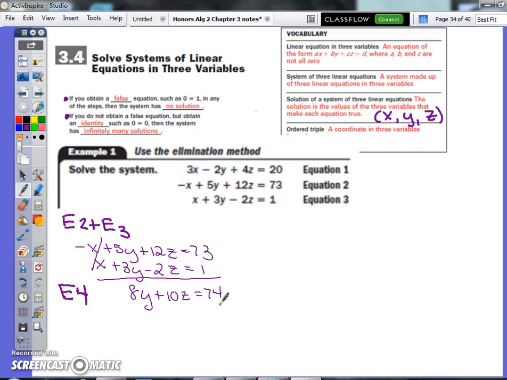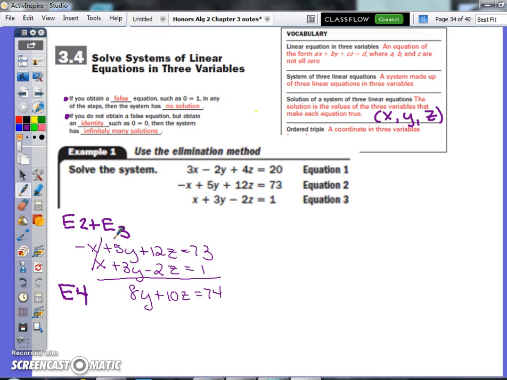Any problems with this? We're basically trying to remove a variable. But here's a big rule: as we go through this, you've got to listen up. We got rid of x up here. We now need to use two different equations. You can use 1 and 2, or 1 and 3. We cannot use 2 and 3 again to get rid of x because we already used it.